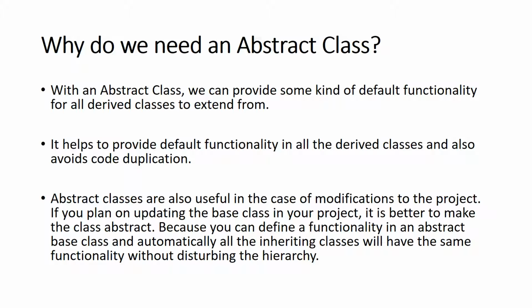Why do we need an abstract class? With an abstract class, we can provide some kind of default functionality for all derived classes to extend from. It helps to provide default functionality in all the derived classes and also avoids code duplication. Abstract classes are also useful in case of modifications to the project. If you plan on updating the base class in your project, it is better to make the class abstract, because you can define a functionality in an abstract base class and automatically all the inheriting classes will have the same functionality without disturbing the hierarchy.